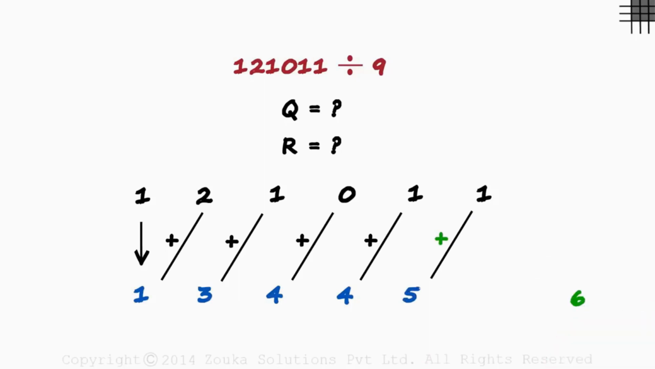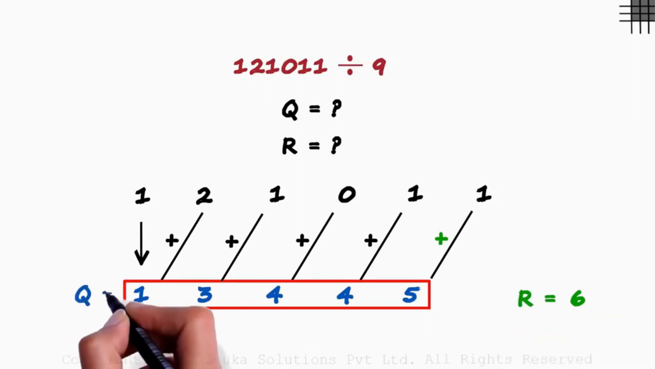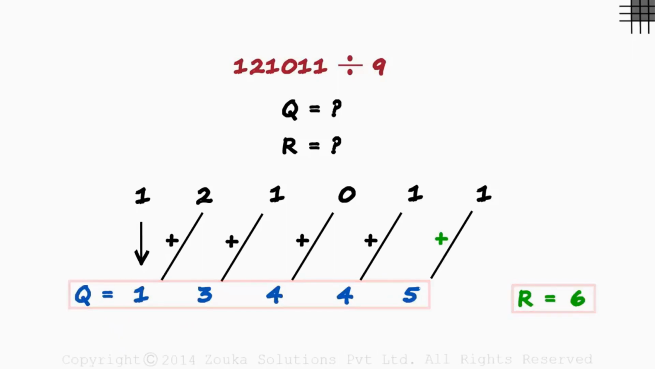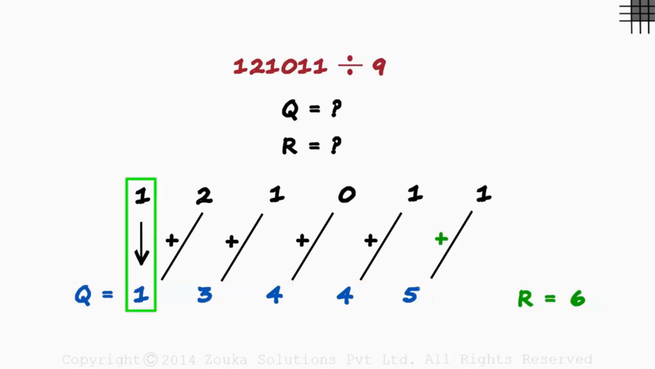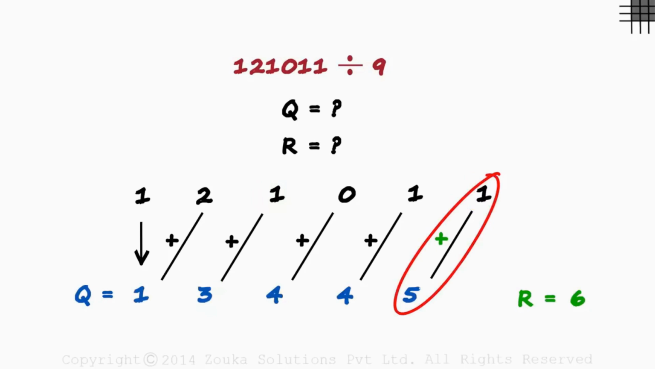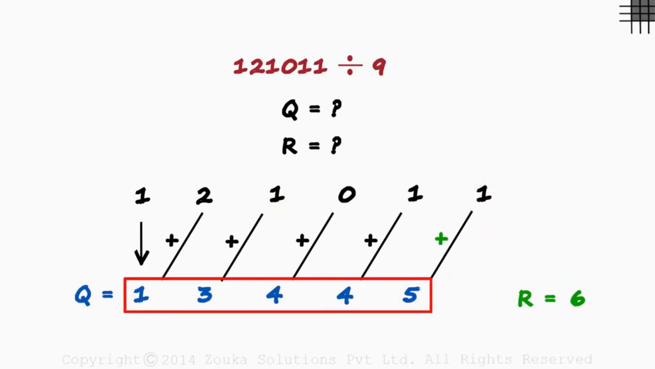Yes, there's a reason why we have written this in a different color. 6 is the remainder, and this part is the quotient. Yes, we got the quotient as well as the remainder without performing the division process. We simply wrote the first digit as is, added it to the next digit, added the results to the respective next digits until we reach the last digit. The last sum becomes the remainder, and the remaining number becomes the quotient. Let's try out another one.